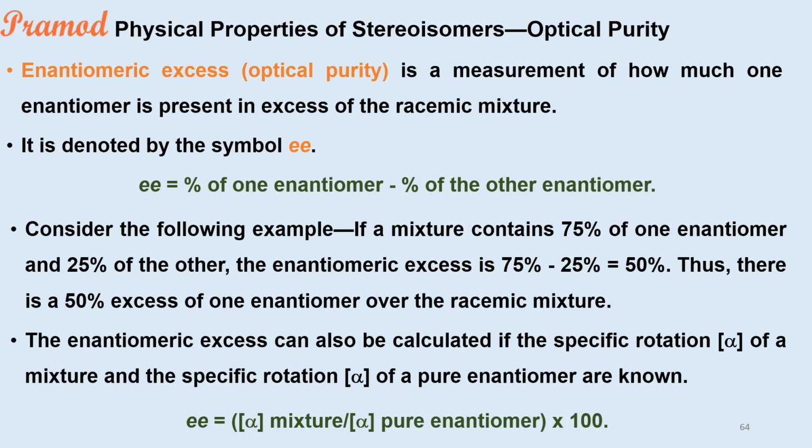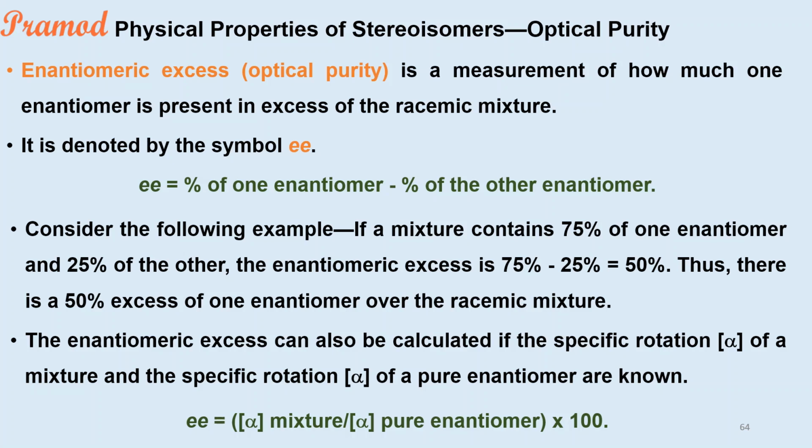Enantiomeric excess is denoted by EE, and it is given by the formula: percentage of one enantiomer minus the percentage of the other enantiomer. You know the percentage of one enantiomer, you know the percentage of the other enantiomer, so you can find the enantiomeric excess. That is the optical purity of your sample.